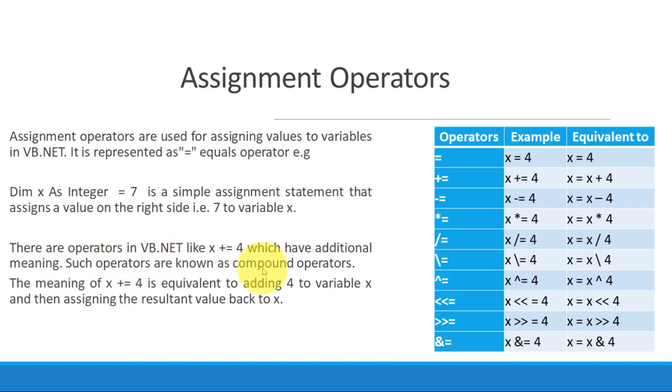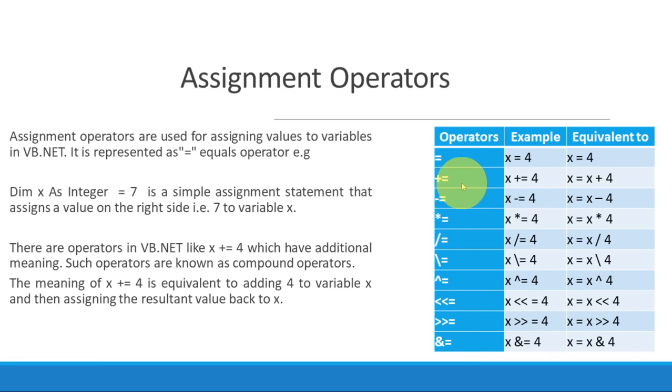And there are operators in VB.NET like x plus equal to 4 which have additional meaning. Such operators are known as compound operators. The meaning of x plus equal to 4 is equivalent to adding 4 to the variable x and then assigning the resultant value back to x. X plus equal to 4 is equivalent to x is equal to x plus 4. So these are the assignment operators and the compound assignment operators.